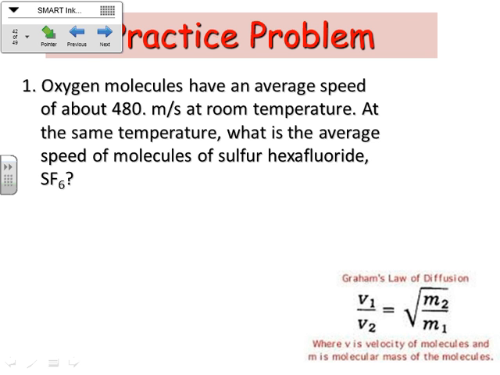Find the weight of the oxygen molecules versus the sulfur hexafluoride. Okay. So we would need to find the molar mass of the oxygen versus the molar mass of the SF6. That'll tell us which one is bigger, right? If it's bigger, it moves slower. Yep. So, I mean, you can probably tell just by looking at it, SF6 is going to be quite a bit bigger. Can you tell that?